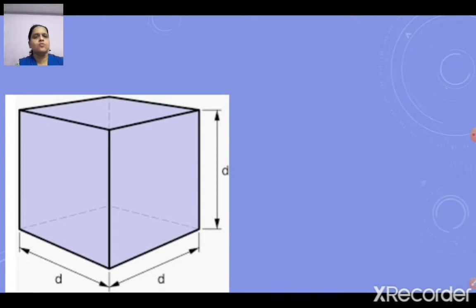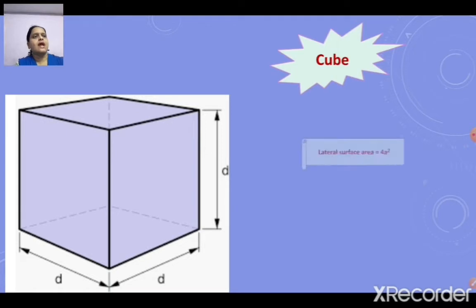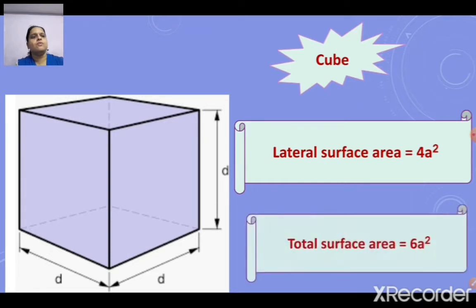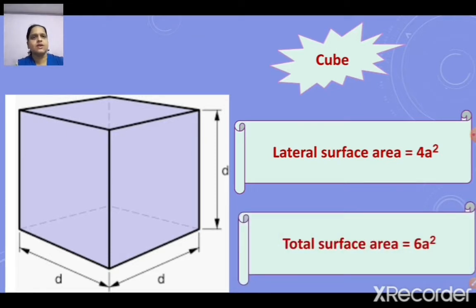This is a cube because all sides or all edges are equal. And then we have seen the lateral surface area. The lateral surface area of cube is equal to 4a square, correct? And the total surface area of cube is 6a square.